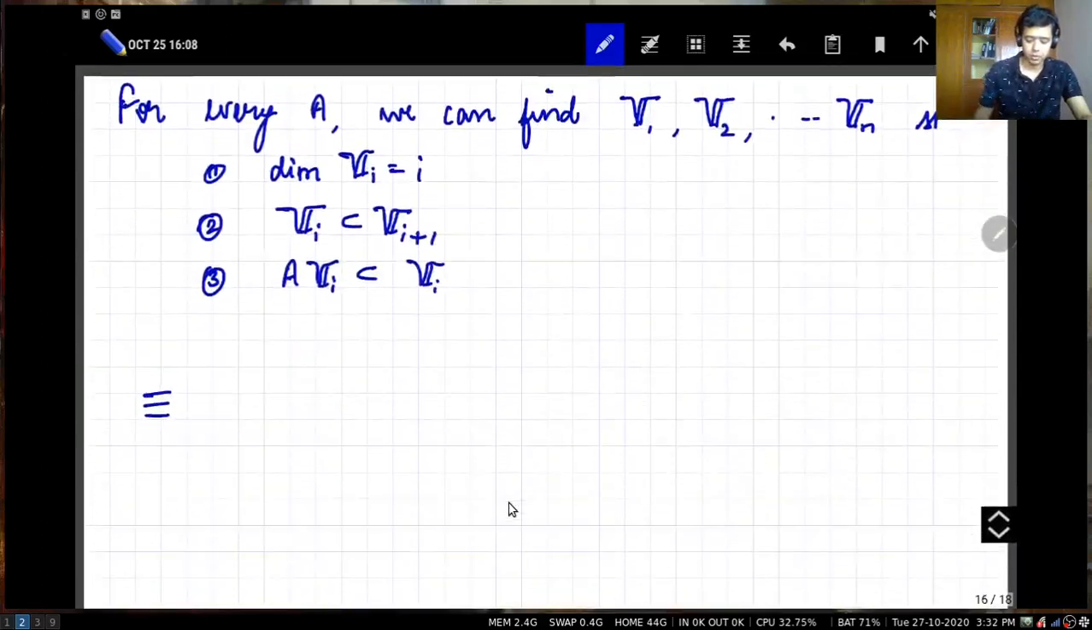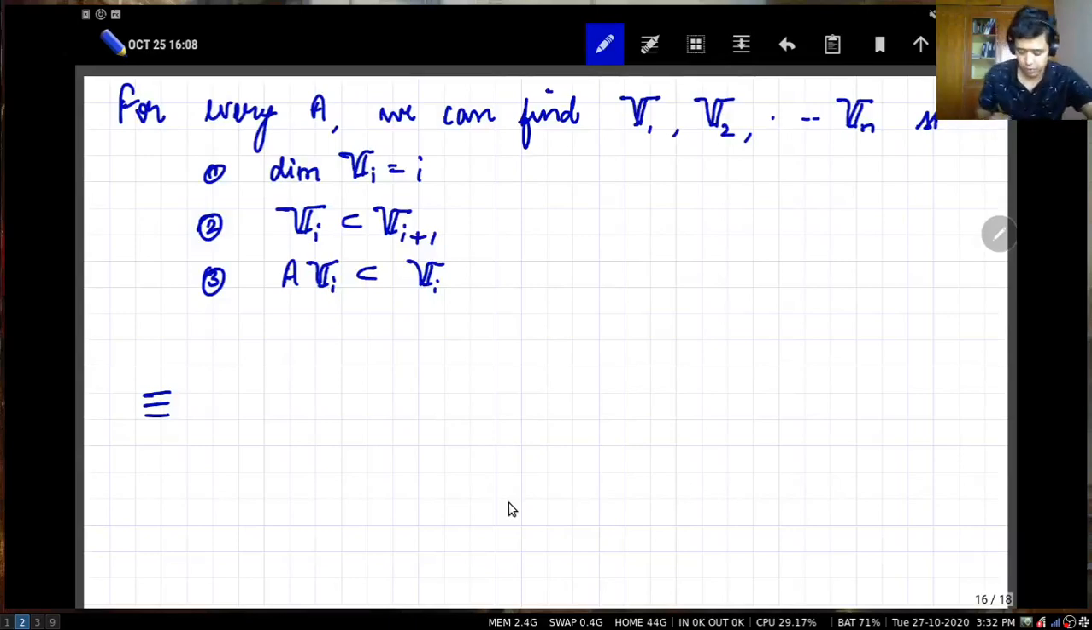All right. So what we want to show is that every square matrix is similar to a triangular matrix. In particular, what does this mean? It means that for every n by n matrix A, we can find a nested sequence of subspaces V1, V2 up to Vn, where the dimension of Vi is equal to i, and Vi is contained within Vi plus 1, and moreover A times Vi is a subset of Vi. So if you take any vector x from Vi, then A times x also lies within Vi.